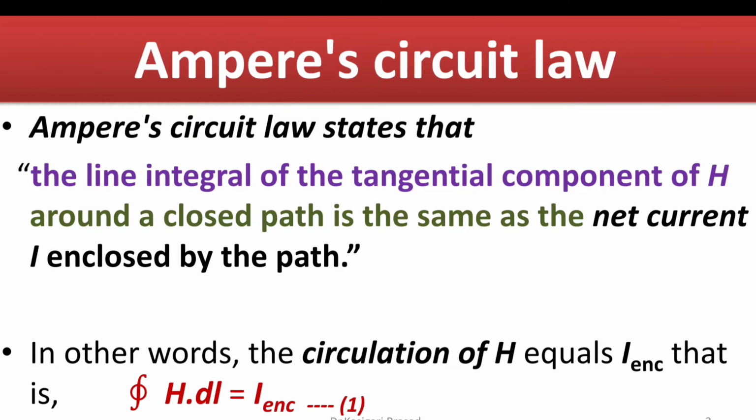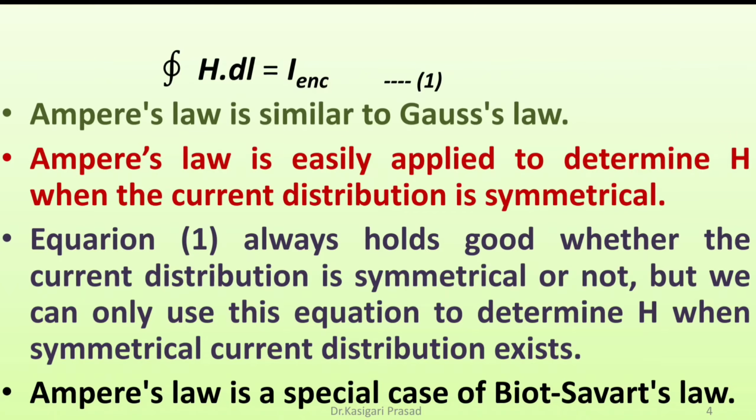That means in a conductor, when current I is flowing, some magnetic field is produced around that conductor. That circulation of magnetic field around the conductor is equal to the amount of current that is enclosed in that conductor. This is the simple understanding. For that, closed integral H dot dl is equal to I enclosed is the first equation. So, closed integral H dot dl is equal to I enclosed. This is Ampere's circuit law.